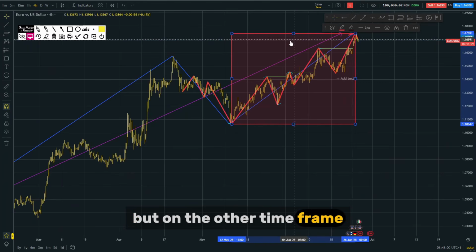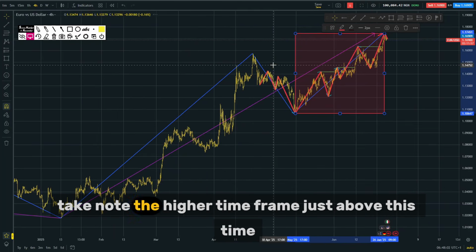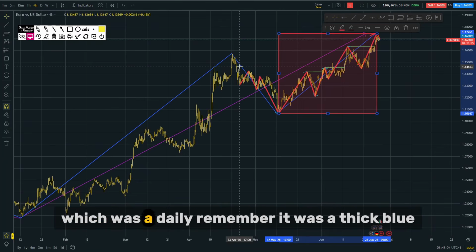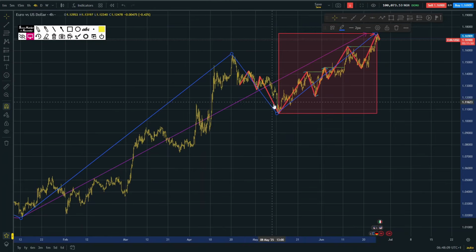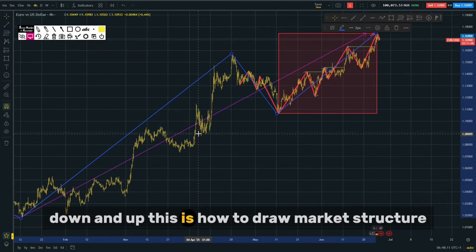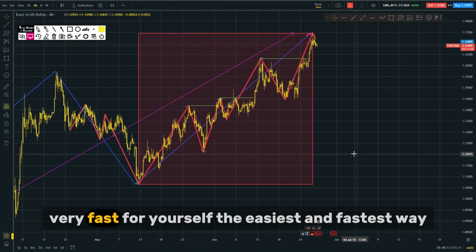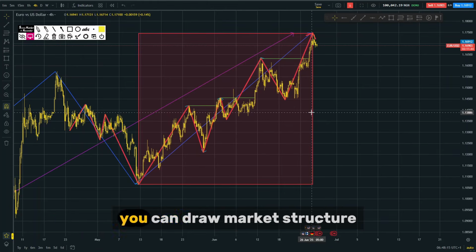But on the other time frame, what do you see? Take note, the higher time frame just above this time frame, which was a daily. Remember, it was a thick blue. We only have a straight up, down, and up. This is how to draw market structure very fast for yourself. The easiest and fastest way you can draw market structure.